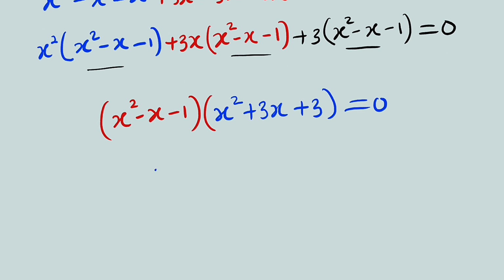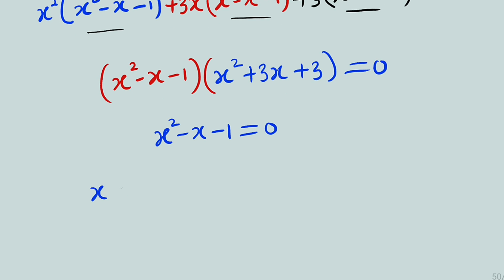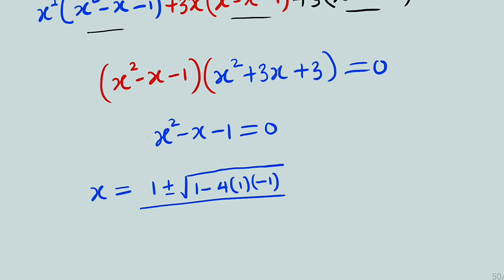The first one, we have x squared minus x minus 1 equal to 0. x will be equal to minus b, which is going to be 1, plus or minus the square root of b squared. You know, b is just the coefficient of x, which is negative 1. Therefore, b squared is 1, minus 4a, where a is 1, which is the leading coefficient. Then multiply by c, which is negative 1. Divide by 2a, which is 2 multiplied by the leading coefficient. So we have just 2 here.